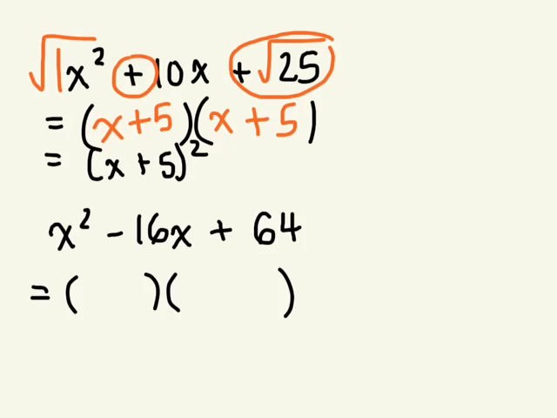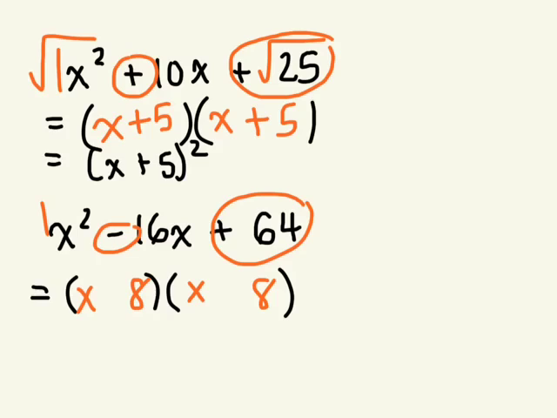Remember, these are perfect square trinomials. And then the second example, what's the square root of 64? 8. Good. And then the square root of 1x squared. And we have negative in the middle. The b value is negative. So simplified, this is just x minus 8 squared.